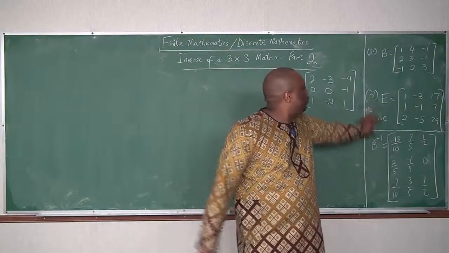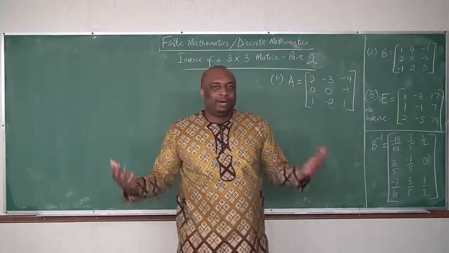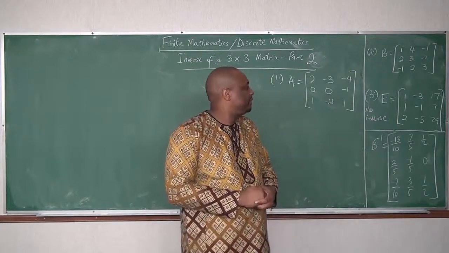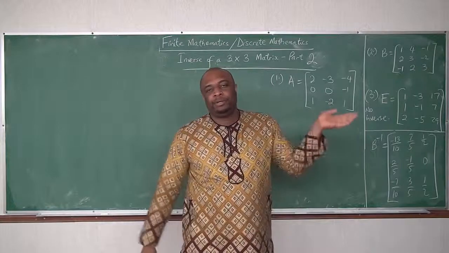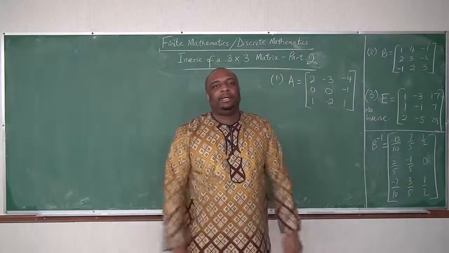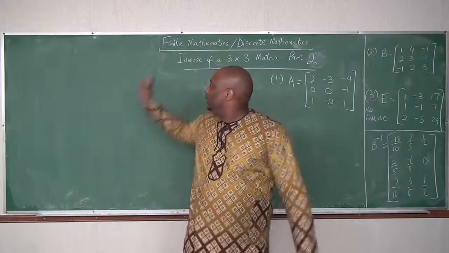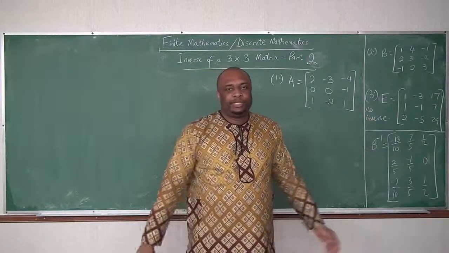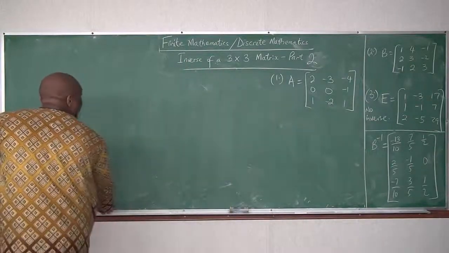For question 3, we will still use the row reduction method to show that matrix E does not have an inverse. And then number 4 in that video is a 4x4 matrix, so we are not dealing with that, since we are dealing with 3x3 matrices. Alright, so let's go ahead.